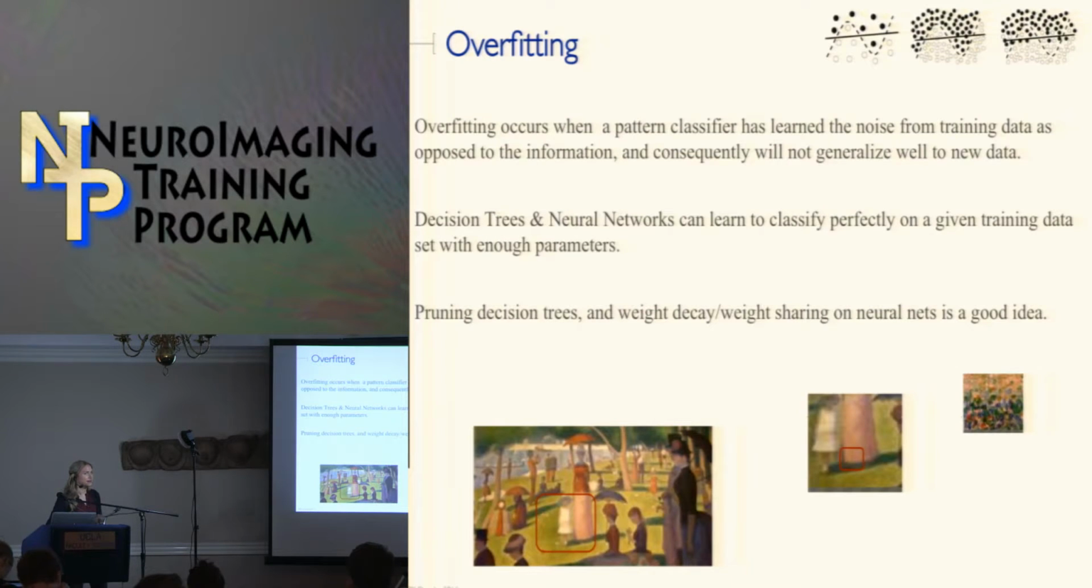So one of the unfortunate things about both decision trees and neural nets is that if you give them enough parameters, if you give enough splits for a decision tree or just enough hidden layers in a neural net, you can actually learn any training data perfectly. So unfortunately, once you've learned that training data perfectly, at some point you stop learning the information and you start to train on the noise. So this is overfitting.